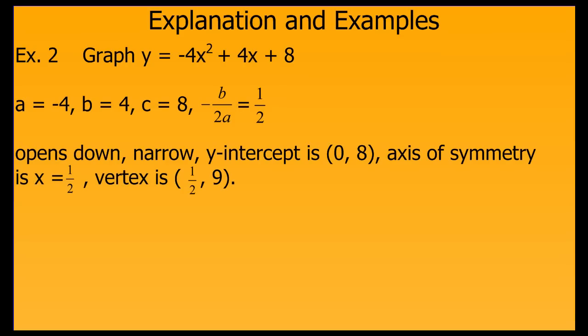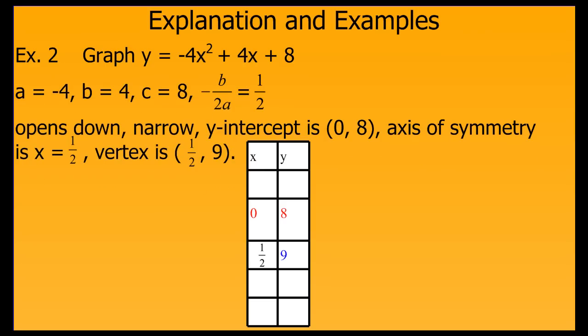So with those numbers, I know that this is going to open down, is narrow, has a y-intercept of (0, 8), an axis of symmetry of x equals 1/2, and my vertex is going to be at (1/2, 9). Again, I calculated the 9 by filling in 1/2 for x. So I start my table of values with the 2 points I already know, my y-intercept of (0, 8), and my vertex of (1/2, 9).